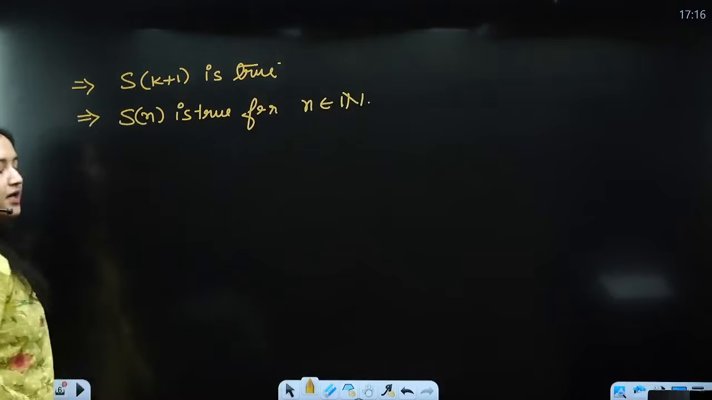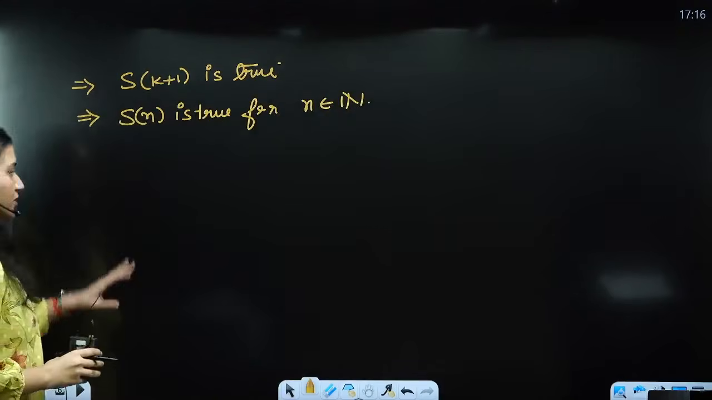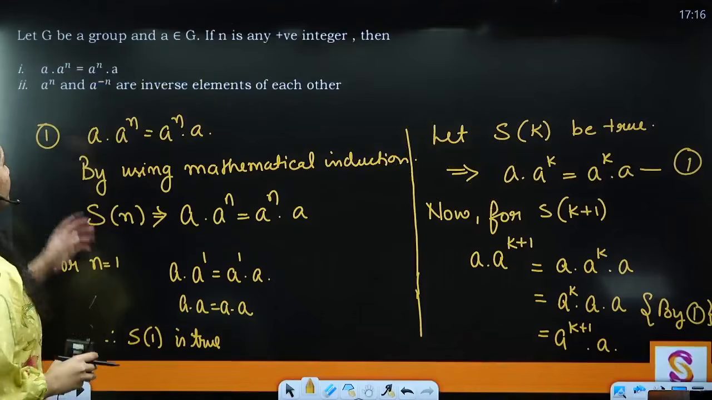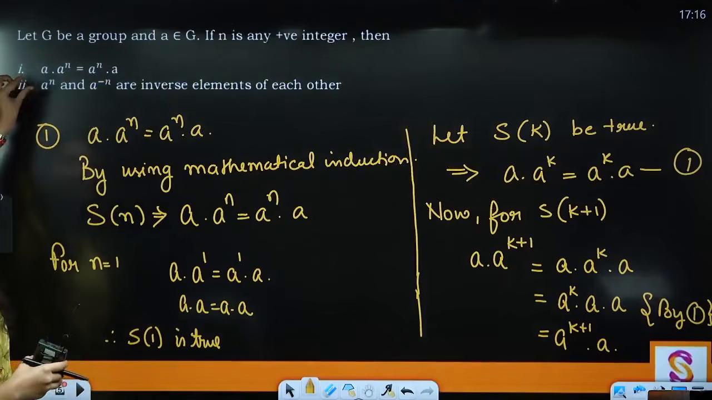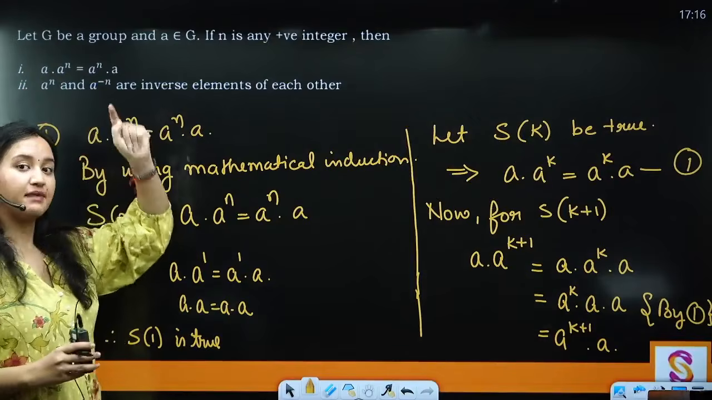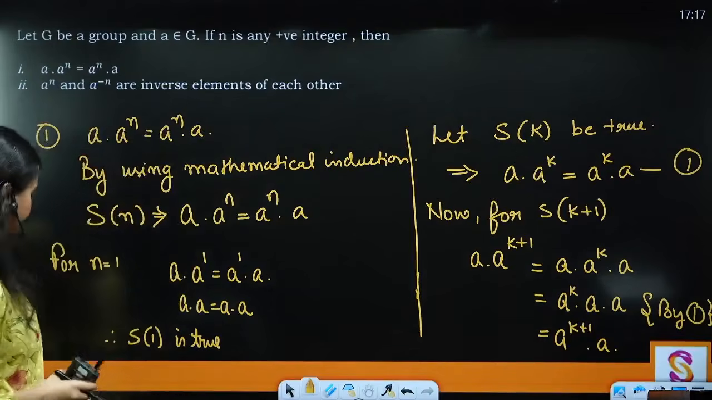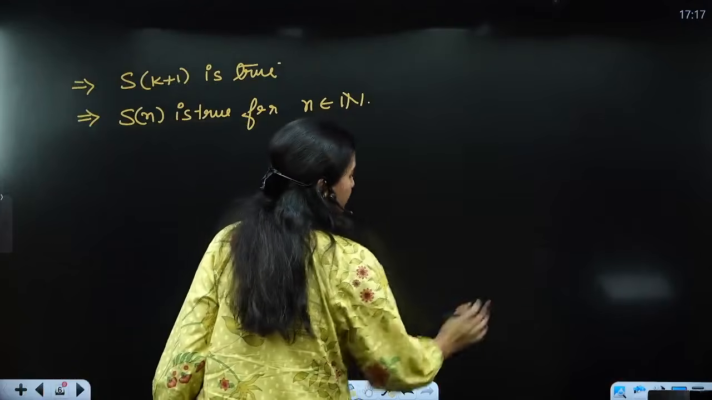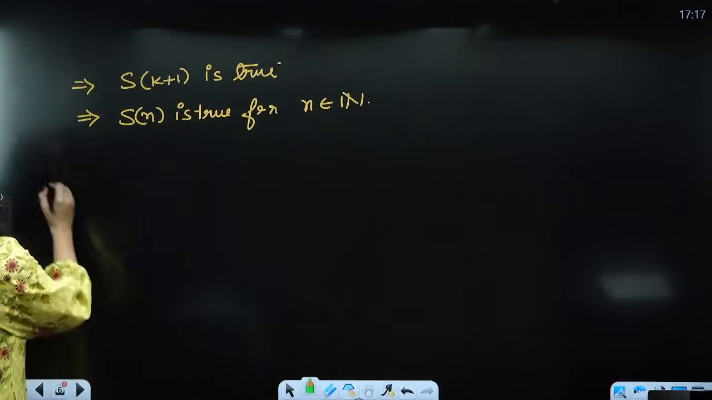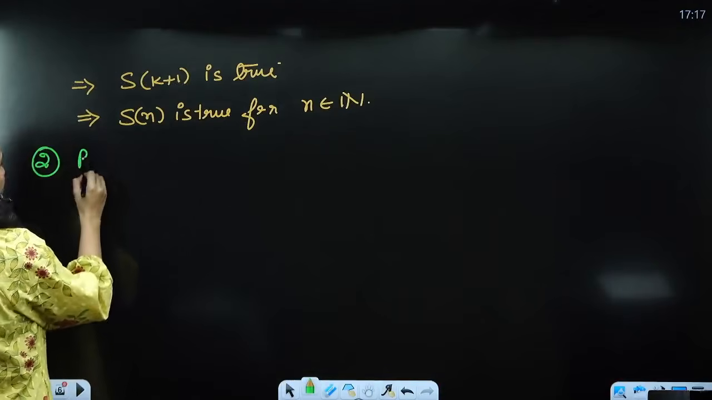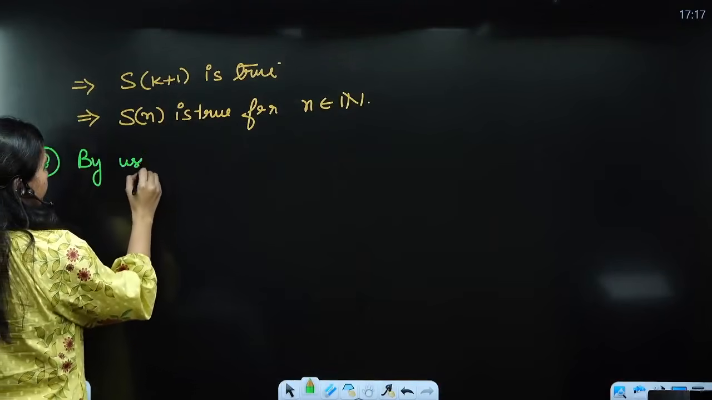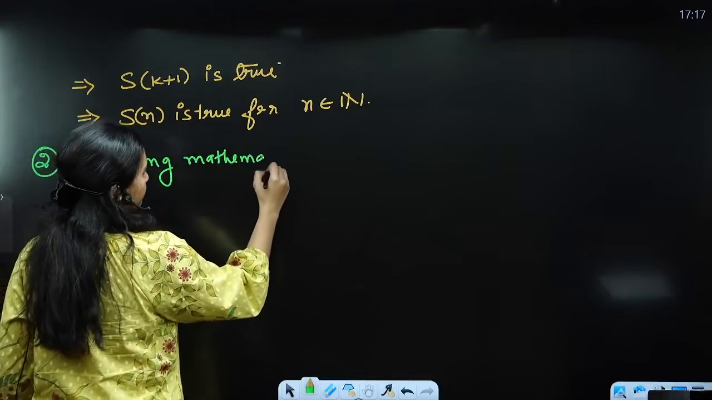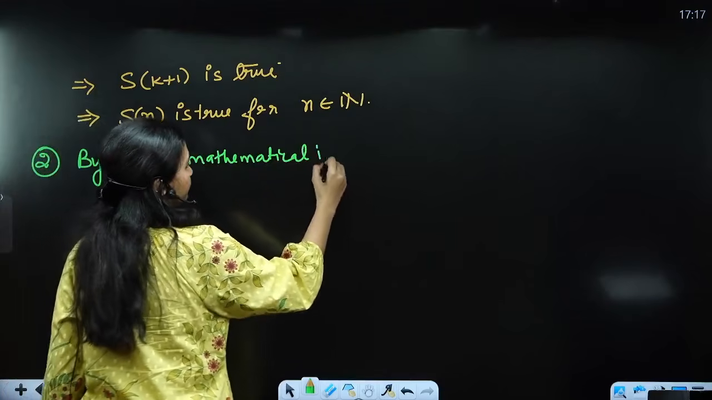Yeah? So this implies that हमने अपना पूरा जो statement है वो true prove कर दिया. Now the second one says that A raised to the power n and A raised to the power minus n are inverses of each other. Again by using what? Induction, we can solve it. So this is going to be by using mathematical induction.